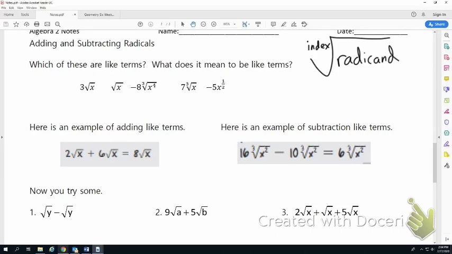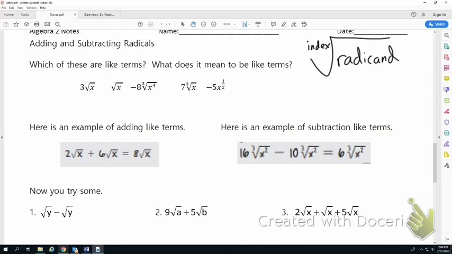Index is what's up front. So square root, the index is 2. Cube root, the index is 3. Fourth root is 4, whatever. The radicand is whatever's underneath the radical. Those two things have to be the exact same. Okay, I can't do the square root of x plus the square root of 9 and combine them. Okay, it's different, the x and the 9.